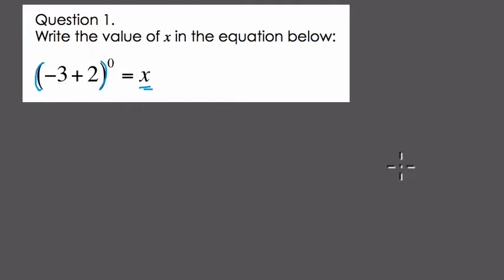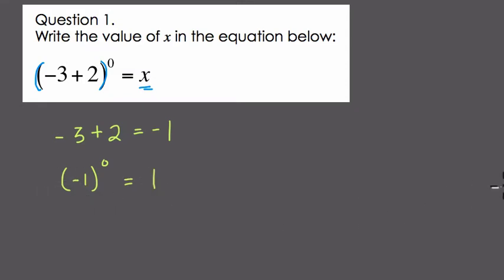So I say negative 3 plus 2, right? Let's add those first in parentheses. That's negative 1. And then that result is being raised to the 0 power. So this is to the 0 power. Now, what does that equal? It might be tempting to say it equals 0, but the fact is that we've established in many problems that negative 1 to the 0, or in fact, anything other than 0 to the 0 power, is 1.